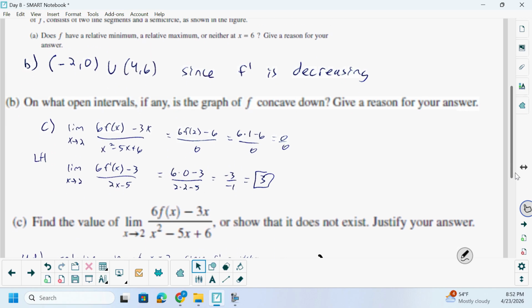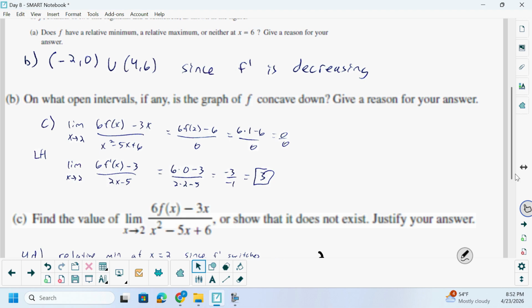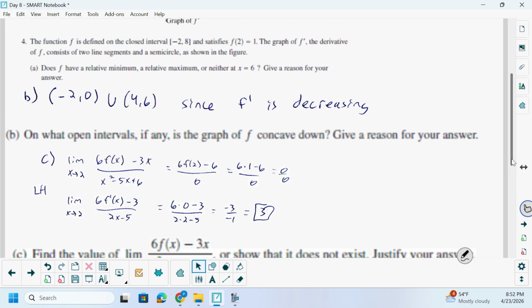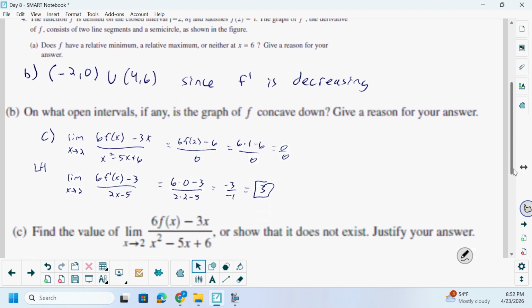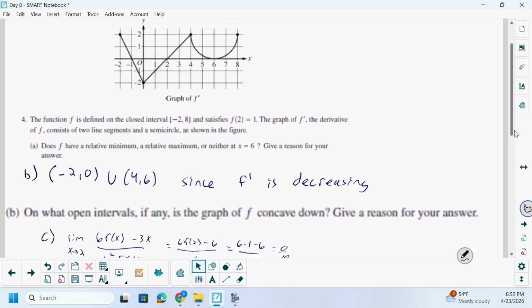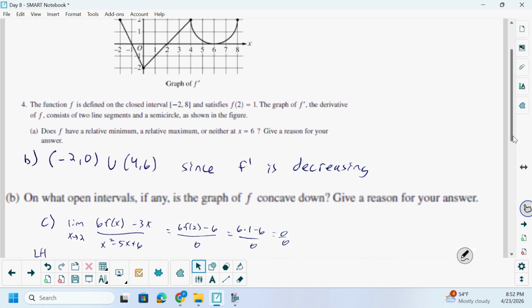As we go to C, we'll do direct substitution, subbing in 2. All of them are pretty straightforward except for the f of 2. So f of 2, though, they told us in the question was 1. So now replace f of 2 with 1, and we get a L'Hopital's case. Go ahead, take your derivative. We'll sub in 2 again. Really, the main one to think about is that f prime of 2 that we're going to do. That's our slope at 2.